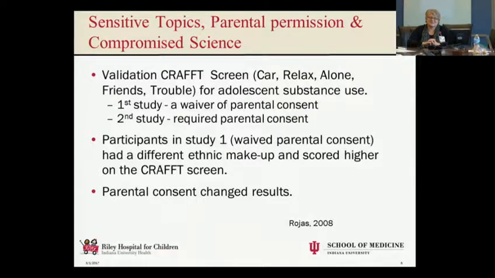use risk screen. Did you use drugs or alcohol in a car? Have you used them to relax? Do you use them alone? Do you use them with friends? Have your friends told you to stop? Have you ever gotten into trouble for using drugs and alcohol?